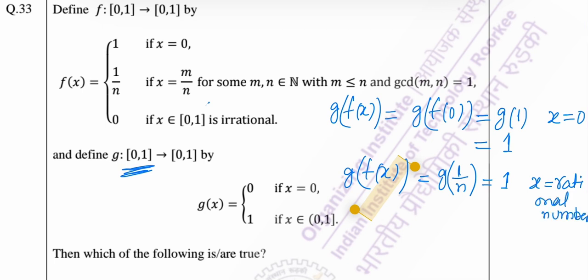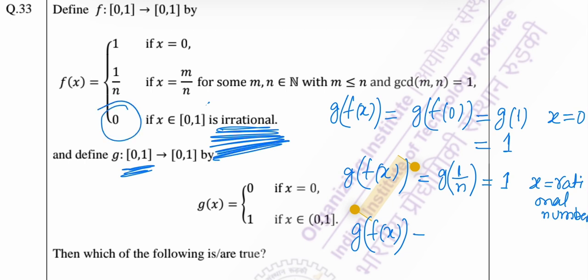And the third one, g of f(x). Again I type the same, g of f(x) equals, this time I have to take x an irrational number, and for that f(x) is 0. So I put here g(0), f(x) equals 0. f(x) is 0 here. So g of f(x) equals g(0), and you see here g(0) is 0. So this will be 0.